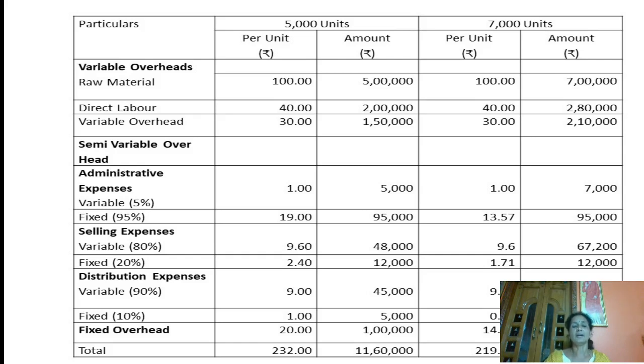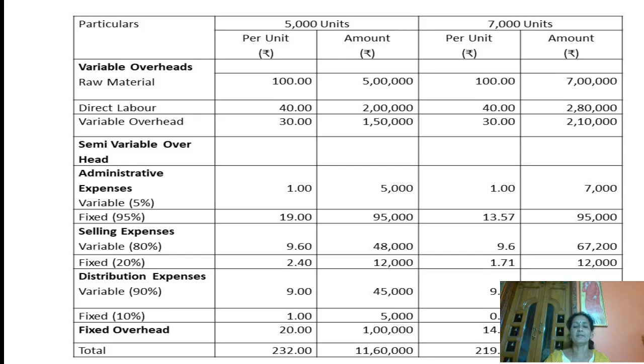Under variable overheads, they have given raw material, direct labor and variable overhead. These three are 100% variable. Raw material varies as per the number of units manufactured. You are going to use the raw material only when you are going to manufacture. So when you are going to manufacture more number of units, raw material also has to be used more in number. That is why it is termed as variable overheads. So for raw material per unit they have given 100, into 5,000 it is 5 lakhs, and for 7,000 units also you just multiply 100 into 7,000, you will get 7 lakhs.